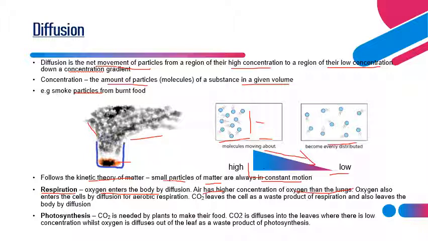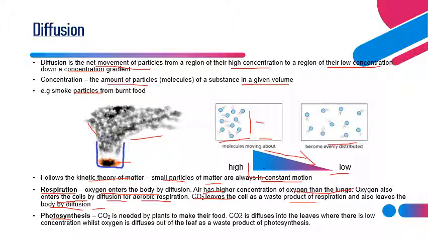Oxygen is also taken into the cells for aerobic respiration by diffusion, and carbon dioxide, because there will be higher concentration of carbon dioxide in the cell than in the body, leaves the cell by diffusion as a waste product of respiration. And because the carbon dioxide has increased concentration in the lungs compared to the air, through diffusion and the breathing mechanism it leaves the body, and thereby it enters into the air.